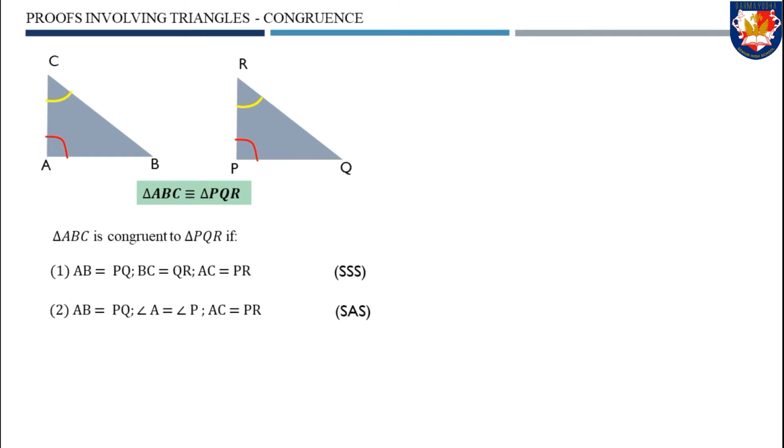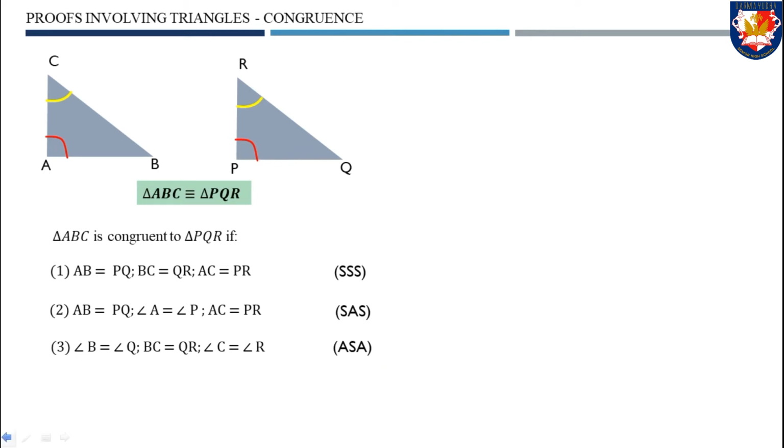Second, two corresponding sides are equal and the corresponding angles included are equal. AB equals PQ, AC equals PR, and the corresponding angles included are equal, which are angle A and angle P. This is what we call SAS. Third, two corresponding angles are equal and the corresponding side included is equal. Angle B equals angle Q, BC equals QR, and angle C equals angle R. This is what we call ASA, angle side angle.